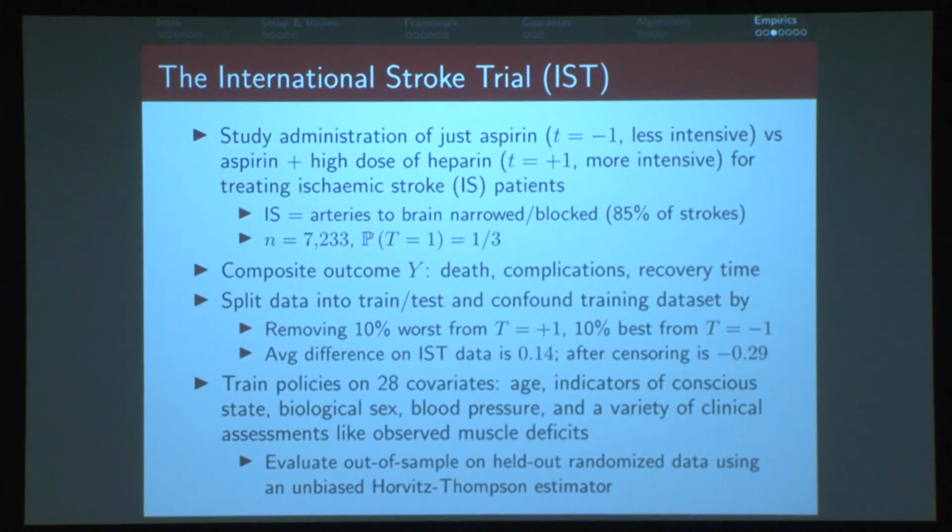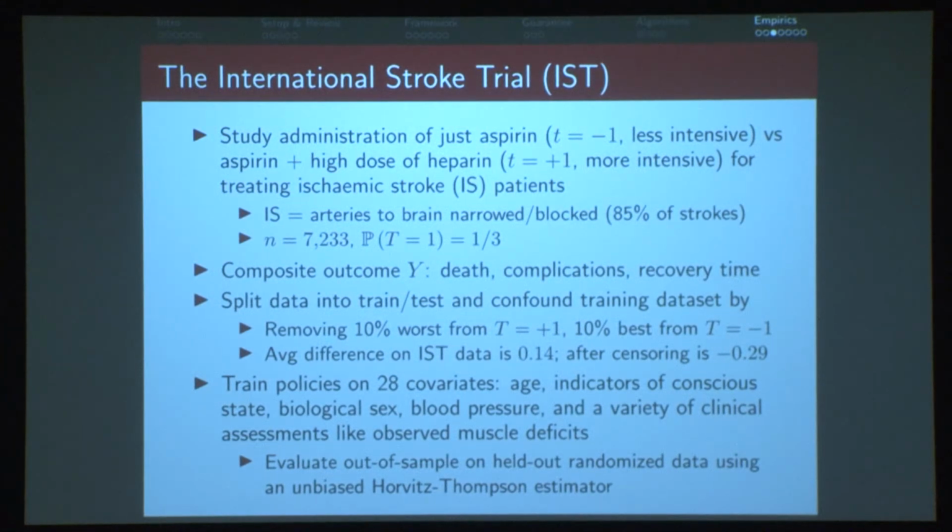Indeed, the conclusion of the IST study was we should just give aspirin to everybody. Don't use heparin. That was the conclusion. If you apply this funny censoring, which is going to make heparin look better than it really is, you flip this to a significant negative 0.29.